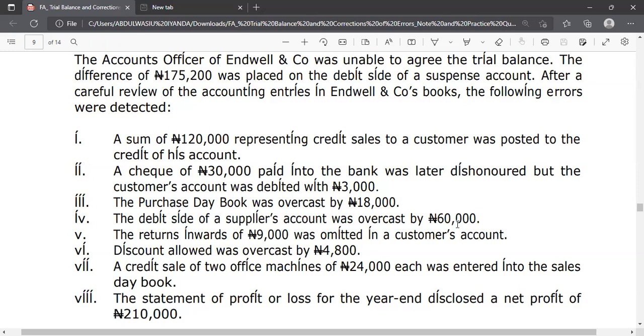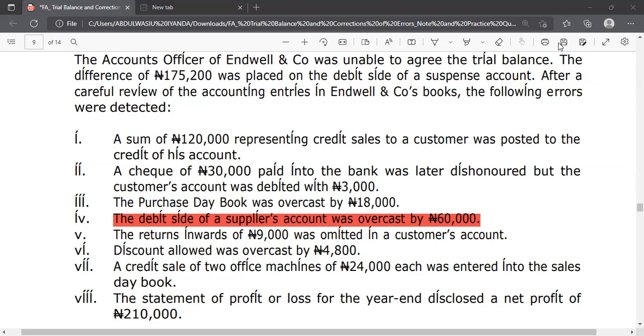They say the debit side. Hold on, I think the question is clear. Look at it very well. They say the debit side was overcast. Since the debit side was overcast, then you just need to do the other way around of it, by taking this 60,000 naira to the credit side of that account.